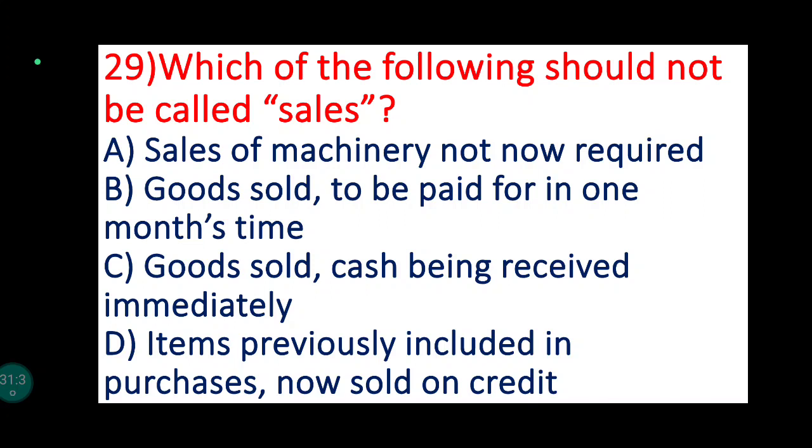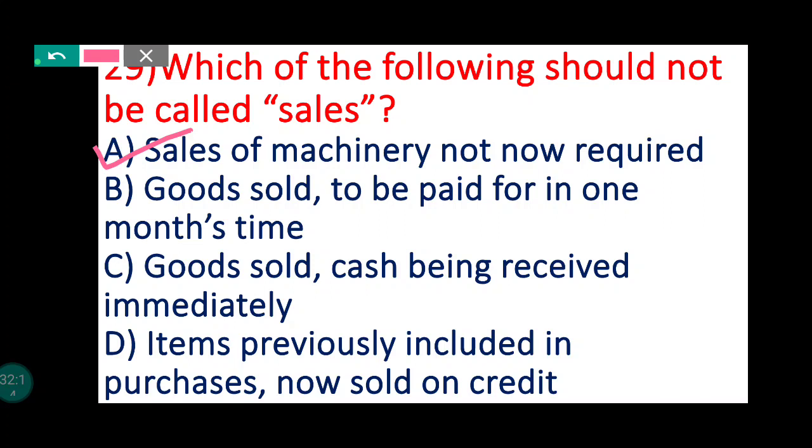Now here it is given, which of the following should not be called as sales. So answer A is correct. Option number A is correct, that is sale of machinery not now required. See that this is given, not now required, just to confuse. Considering the first half of the option also, you should understand what the correct answer is: it is sale of machinery. Sale of machinery means sale of any non-current asset. So it is not considered as sales.